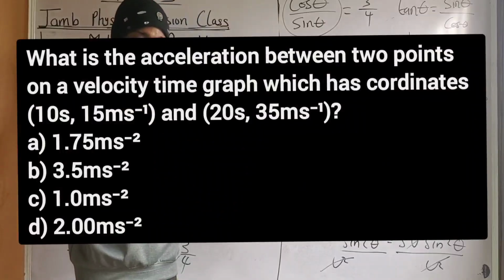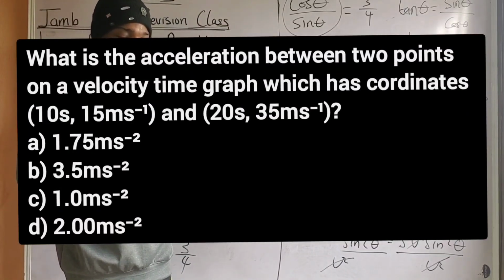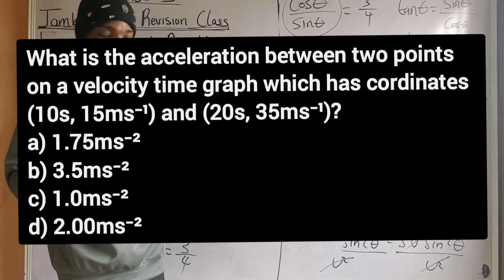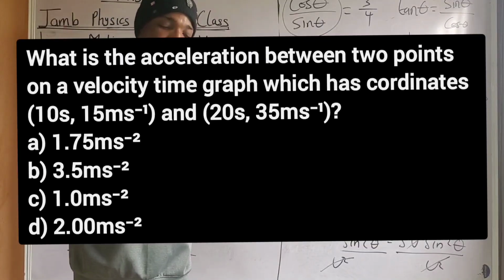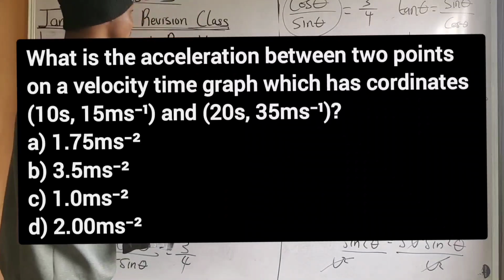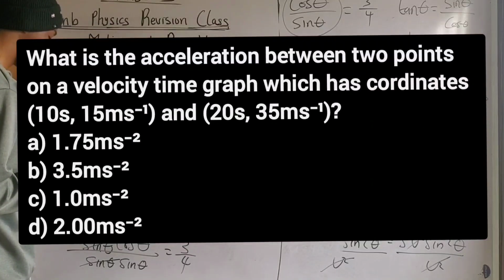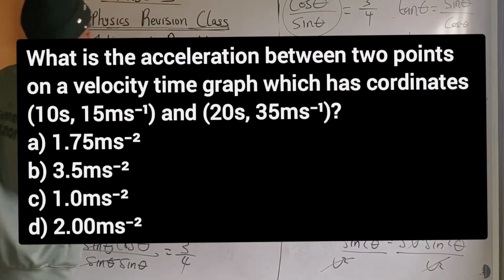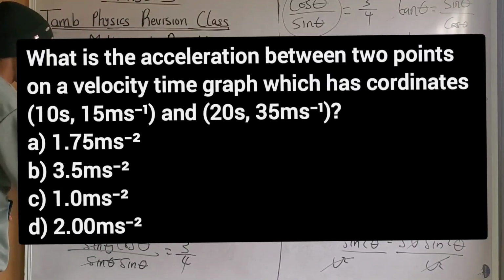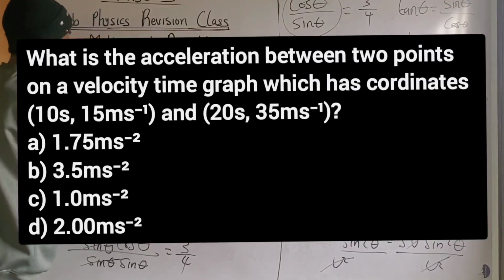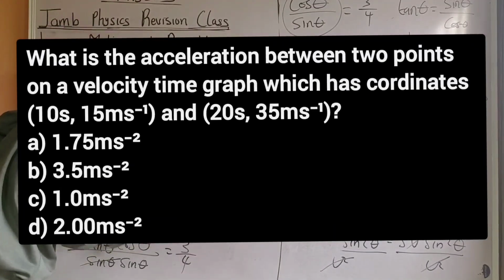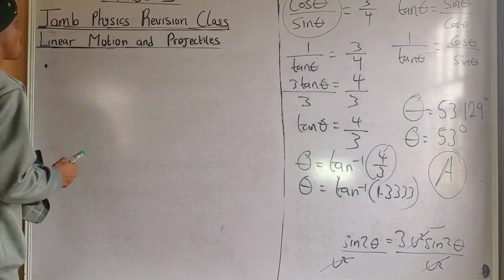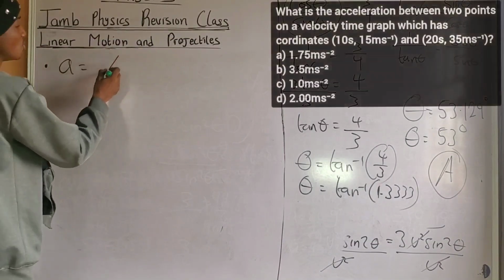Acceleration between 2 points on a velocity time graph which has coordinates 10 seconds, 15 meter per second and 20 seconds, 35 meter per second. Okay, we are asked to find the acceleration. Now listen. Acceleration tells us how fast the velocity of an object is changing, right? So acceleration is equal to change in velocity all over time.